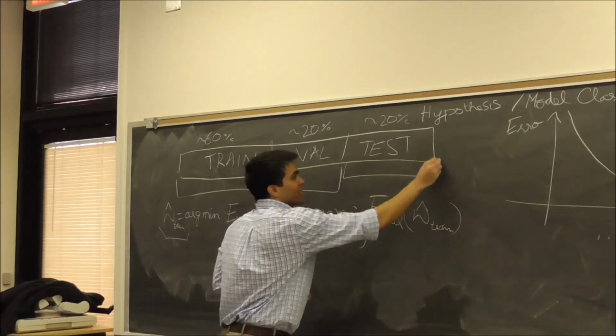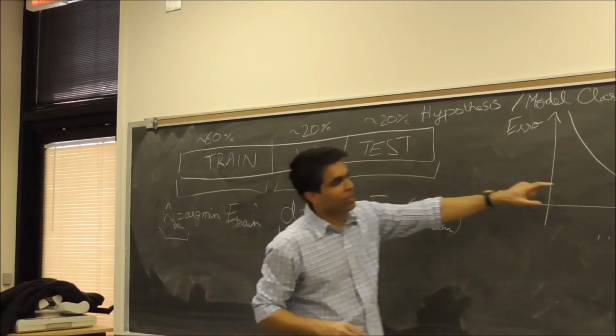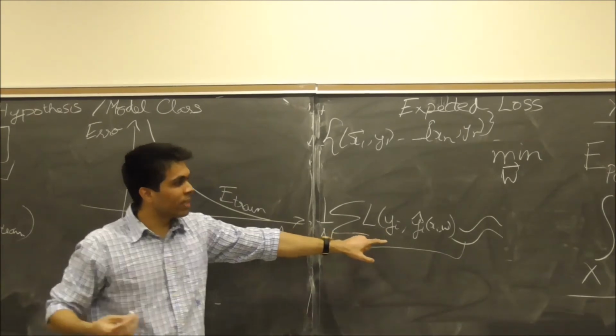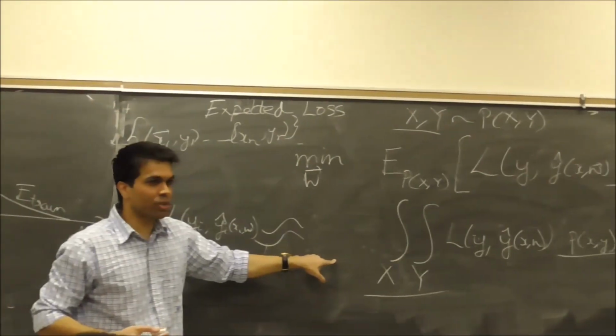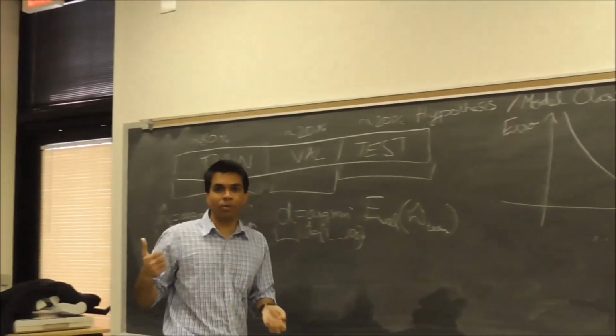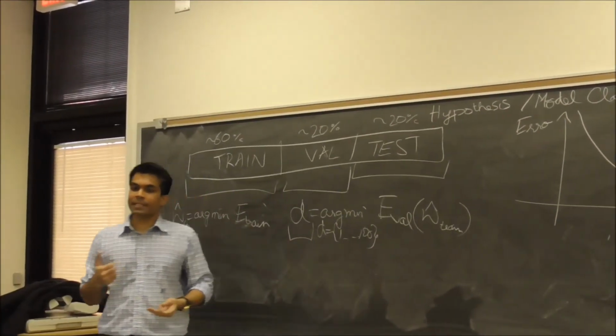And then the goal of the test set is only to estimate this. There's no optimization happening. The goal of the test set is only to do this approximation: how well am I going to perform when I ship this product out into the world? Does that make sense?